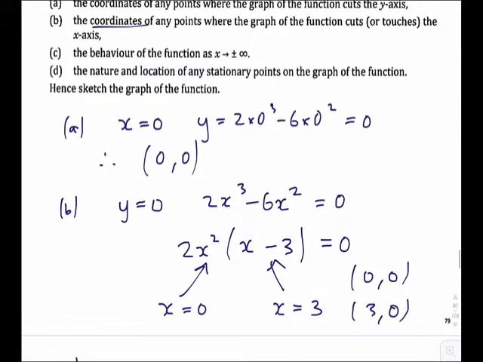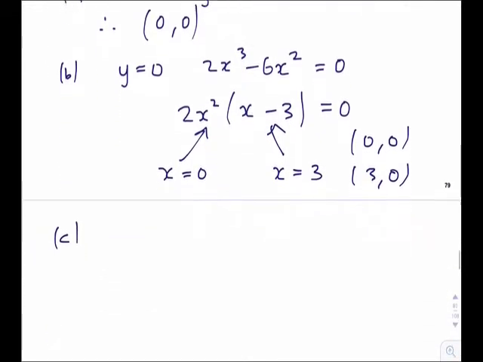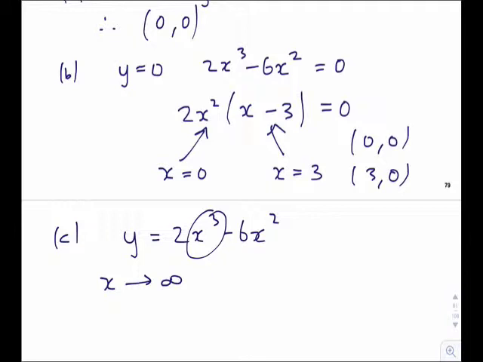Part C asks the behavior of the function as x tends to plus or minus infinity. Let's look at this thing: 2x cubed minus 6x squared. When x gets really, really big, the term that dominates here is going to be the x cubed term. So I know that as x gets really, really big, subtracting off the 6 lots of x squared is going to pale into insignificance next to cubing this really, really big number. So it's this term here that's really going to dominate, the 2x cubed term. So I know that when x gets really, really big, y is going to go off to infinity.